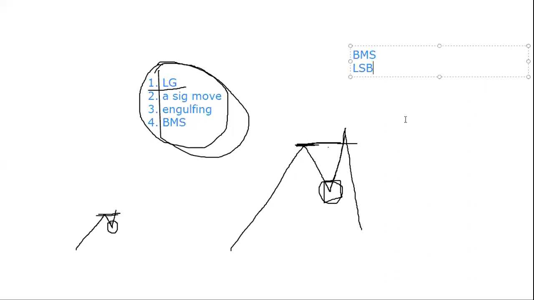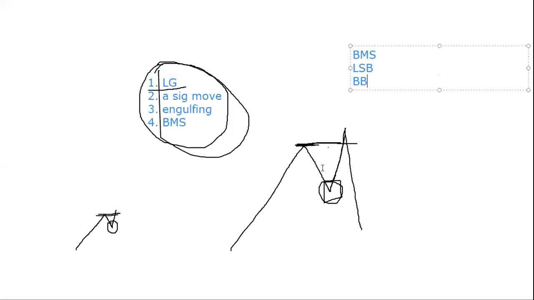Are you following? Then we can also call it what? A BB, breaker block. So this is a very good characteristic of a breaker block. Now, I've already taught you the theory behind the breaker block.